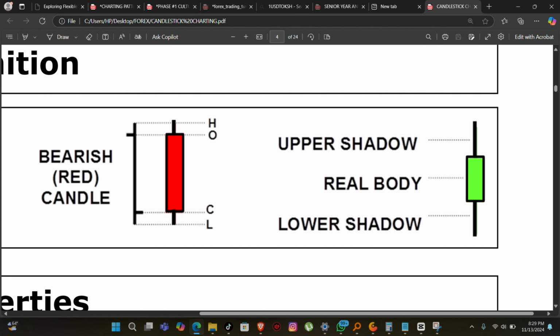We have the lower shadow, hiyo ni tail ya chini. That's what we call the lower shadow, or rather you can also call it the lower wick. So on the upper end we have another shadow, this one. So we call it either upper shadow or the upper wick. So these are the 4 main parts of a candlestick.